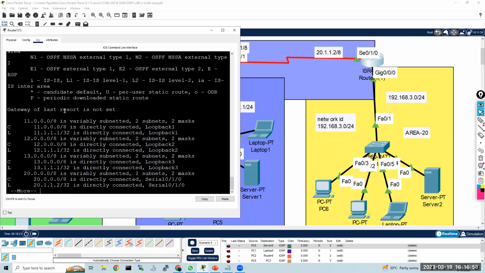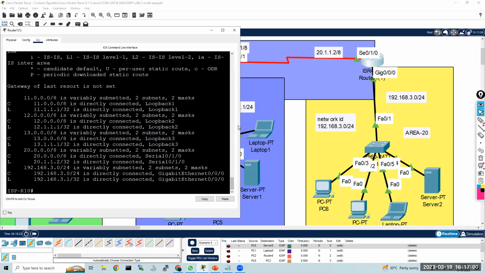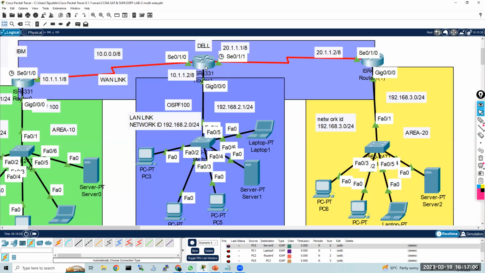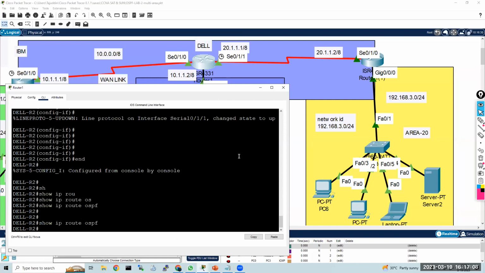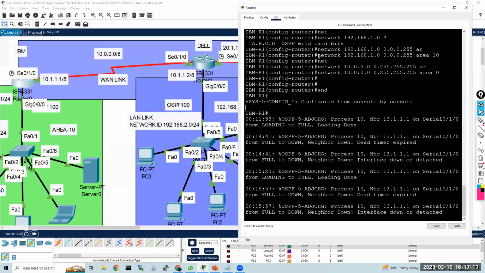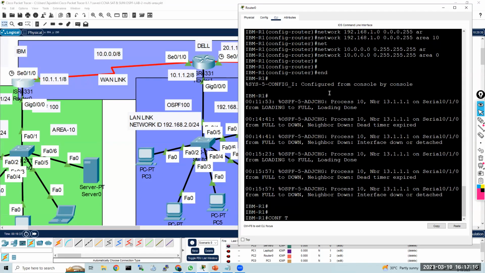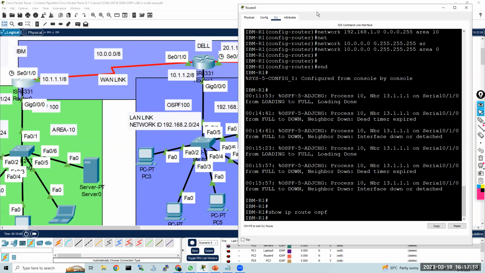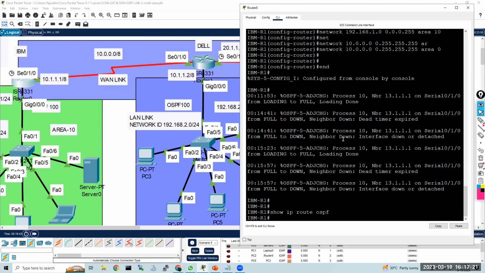Show IP route. Okay, still this guy is not learning. Let's check with this middle router. Show IP route, no. Router 1. Show IP route OSPF, no. What is the problem, guys? Why is it not learning the 20.1.1.1 network? That is an IP address. We should configure with the network ID, not with the IP address.